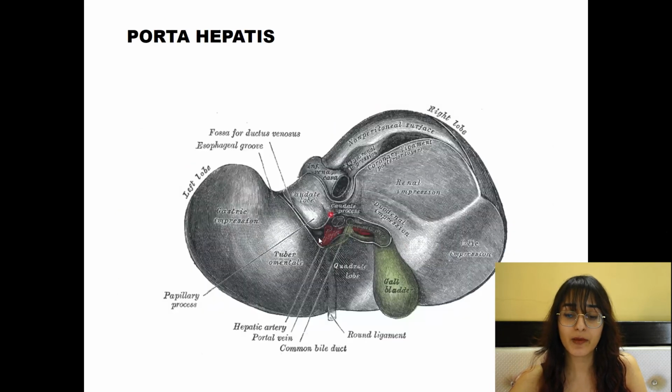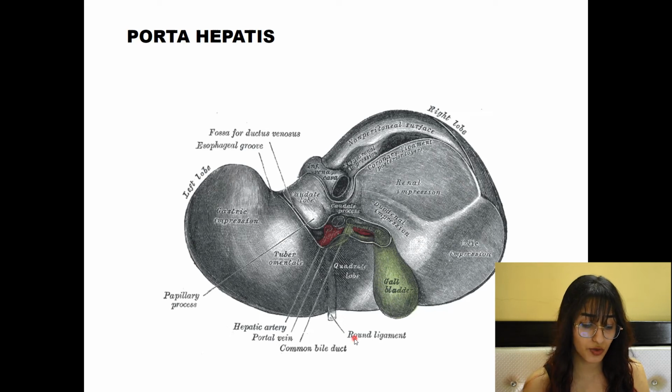Next, let's talk about Porta Hepatis. Porta Hepatis is basically the hilum of the liver. Through these structures enter the liver. You can see that this is the Porta Hepatis. Here you can see the portal vein, hepatic artery, and the common bile duct.